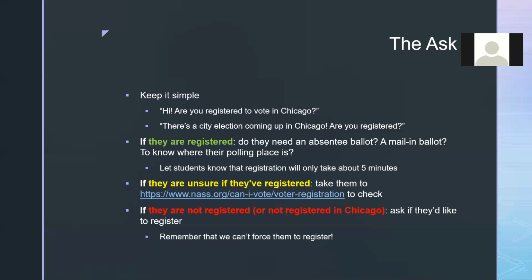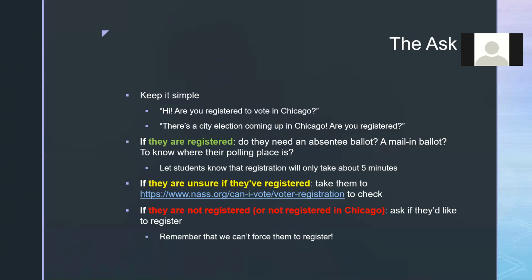So if they are registered, we can get them an absentee ballot or a mail-in ballot. We can let them know where their polling place is because the election will take place later this month. That can be really important as to how they're going to vote. If they have class that Tuesday, they might just want an absentee ballot or a vote by mail ballot. If they're unsure if they're registered, you can take them to this link, which is also listed on that website to check. They'll just type in their address and their name, and it'll let them know.